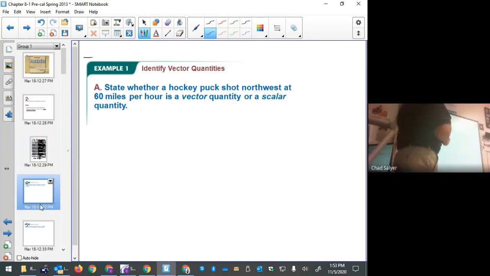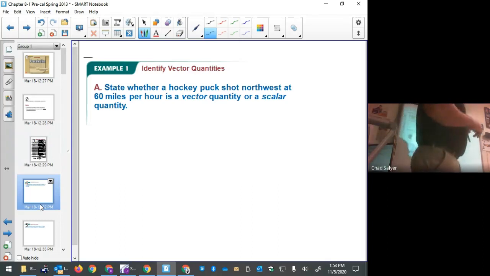Okay, so let's talk about, you're just going to talk this time, so no writing this down. Just think with me. Is this a vector or not? A hockey puck shot northwest at 60 miles per hour. Vector or scalar, Randall? Vector. Correct, because it has both a magnitude, 60 miles per hour, and a direction, northwest.